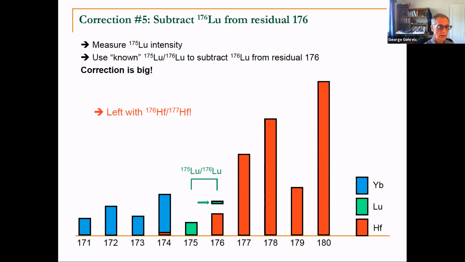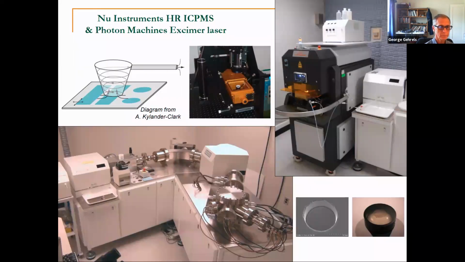But to get there, you have to do all these other measurements. You have to measure all these other isotopes of ytterbium, lutetium, and hafnium. And you have to measure those other isotopes to about 0.01% to be able to do all those corrections very reliably. We'll go to the next slide. Okay, so that was the hard part. I hope you were able to follow those corrections.